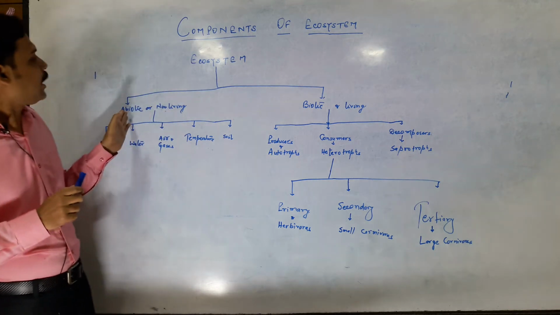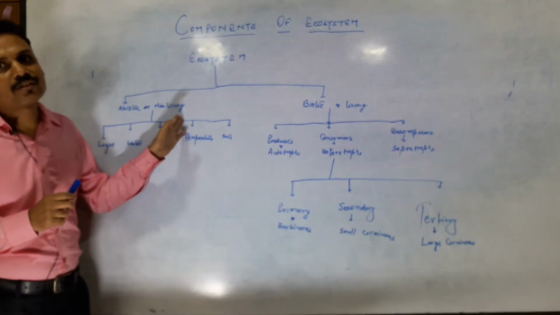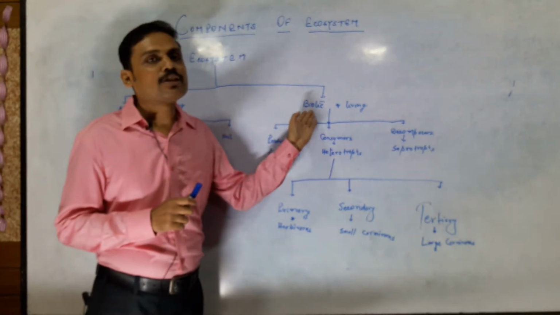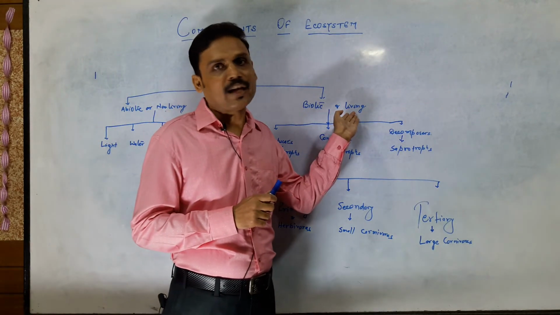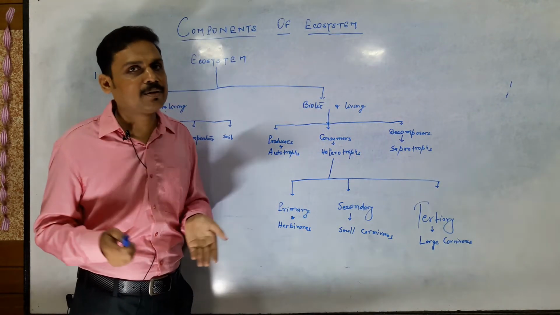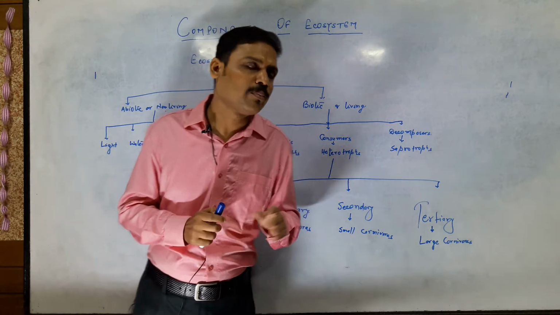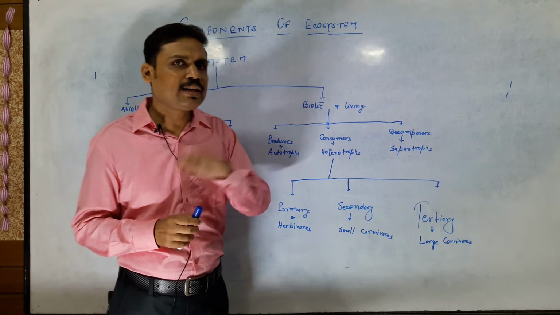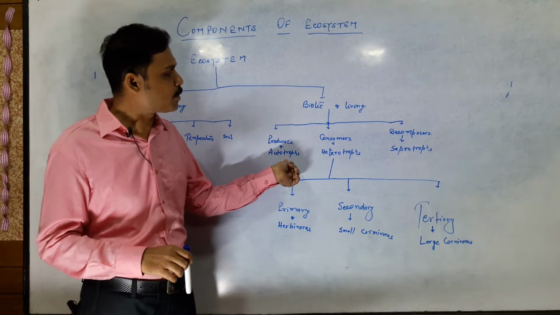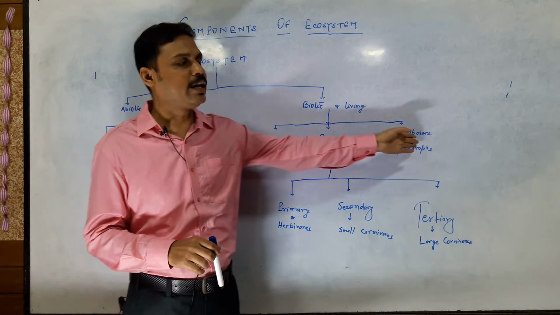So these were the abiotic or non-living factors. Next we have the biotic or living factors. As we all know, plants, animals, and microorganisms form the biotic factors. These are further classified as producers, consumers, and decomposers.